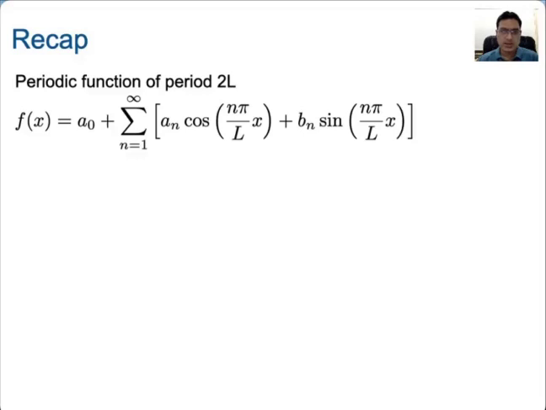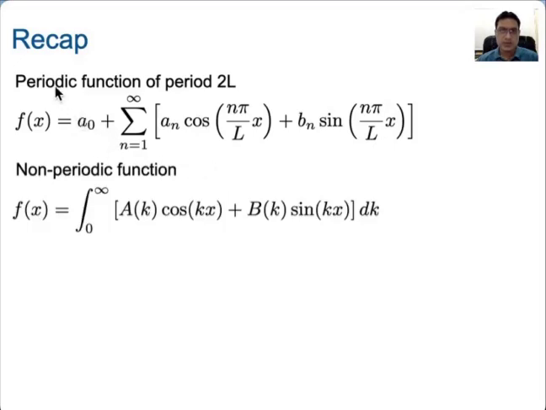In the previous lecture we saw that if f of x is a periodic function with period 2L, then this function can be expressed in terms of sinusoidal functions, and this expression is known as the Fourier series. When we move from a periodic to a non-periodic function, this summation changes to an integral, and any non-periodic function can be written in terms of cosine and sine in the following manner.